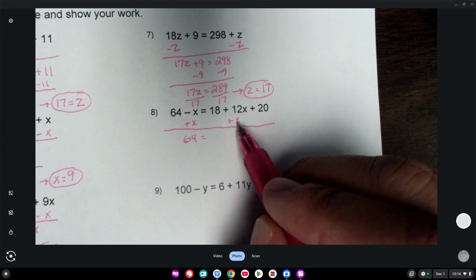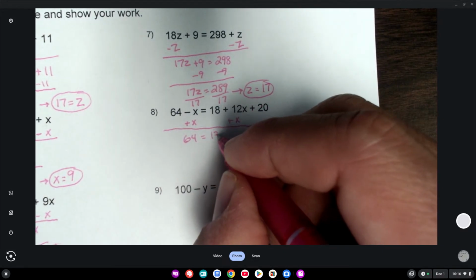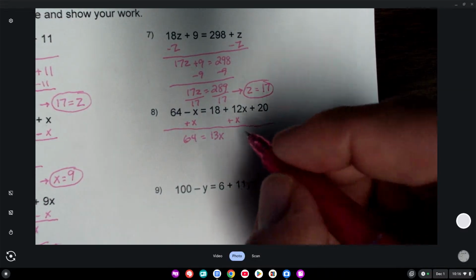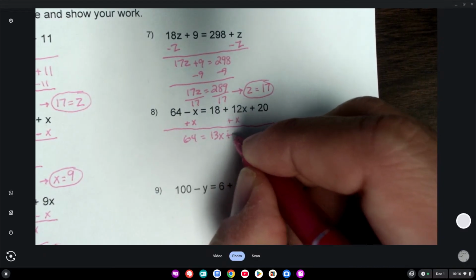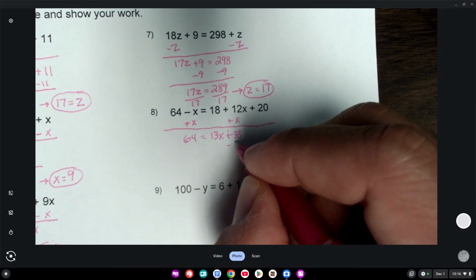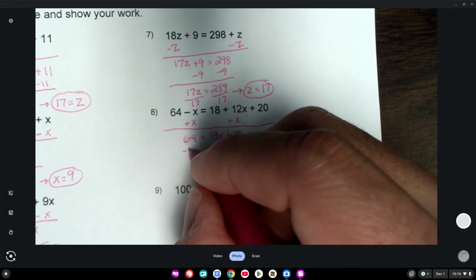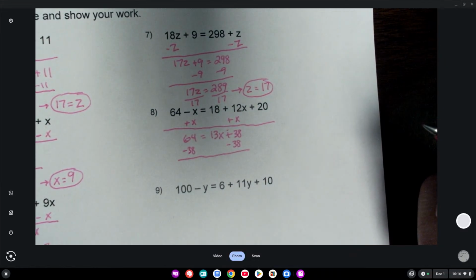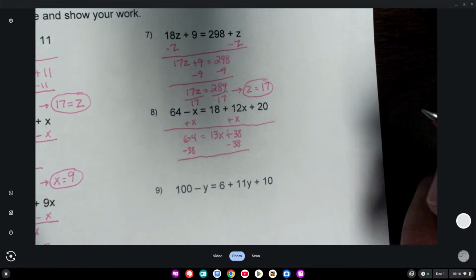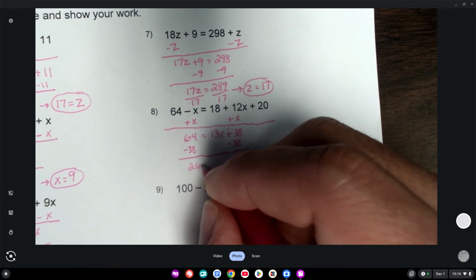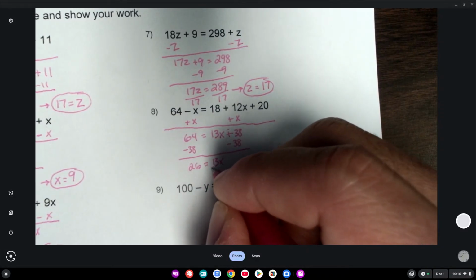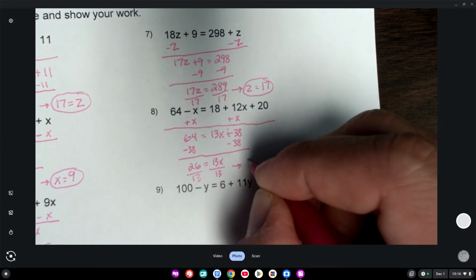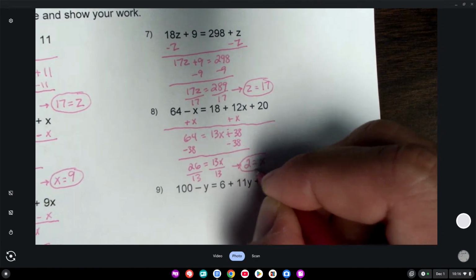Alright, let's do 12x plus x first to get my variables first, 13x. And then 18 plus 20, combine those like terms, makes 38. So I'm going to put plus 38, which I'm now going to subtract immediately. So 64 minus 38 leaves us with 26, equals 13x. Divide both sides by that 13, and I get 2 equals x.